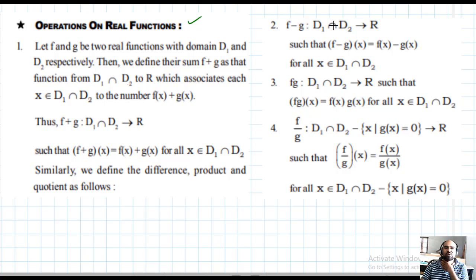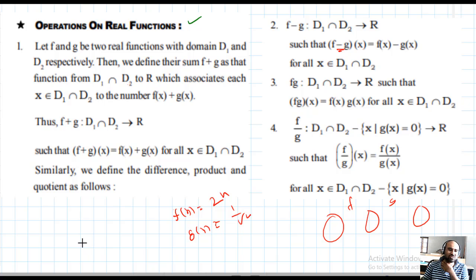The same concept is applicable here. Minus is the same: (f minus g)(x) means f of x minus g of x. Again, I want to explain. F of x rule is given as 2x, and g of x rule is given as 1 by root x. This is the f function from one set to another, and g is a function from another set. There exists a new function called f plus g, from one set to another set.